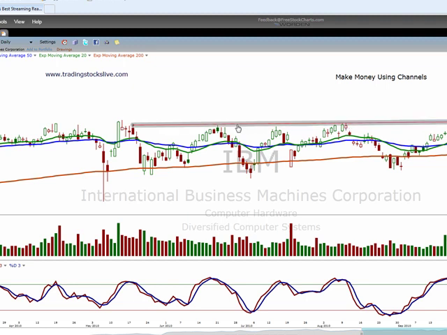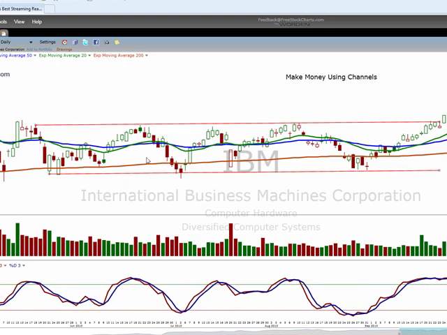Now you guys already know this is a resistance line. Now we look at a support line. We take this level right here, take this low, go a little bit lower. We connect it with the next low, and we connect this low with the next low, and we have what's called a support line. Now together, this is called a channel.